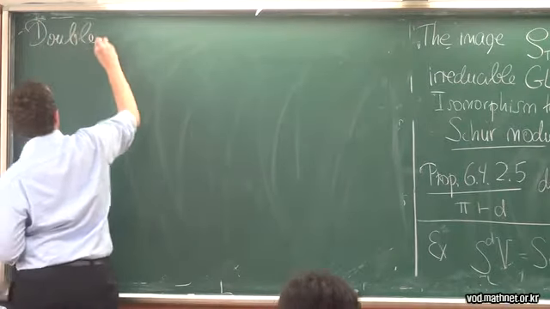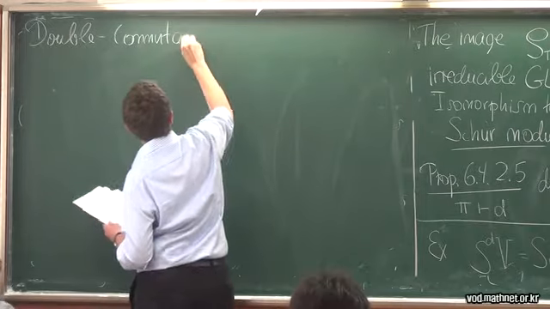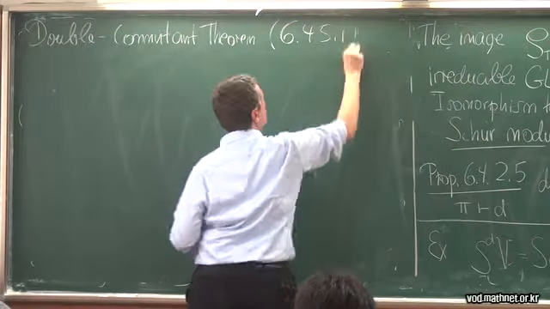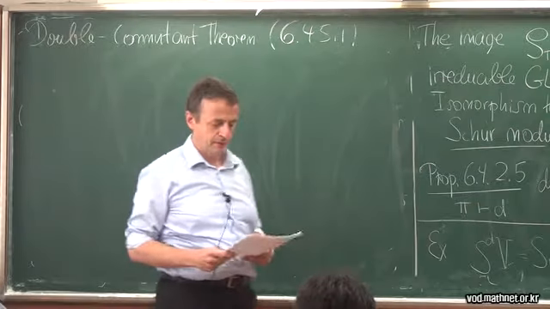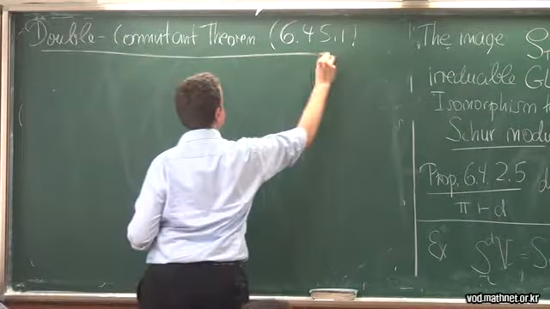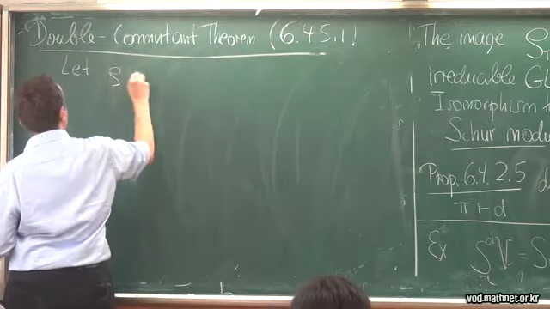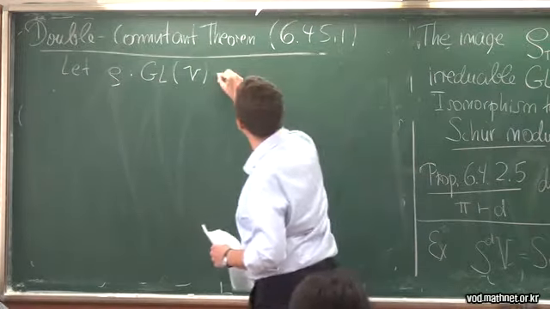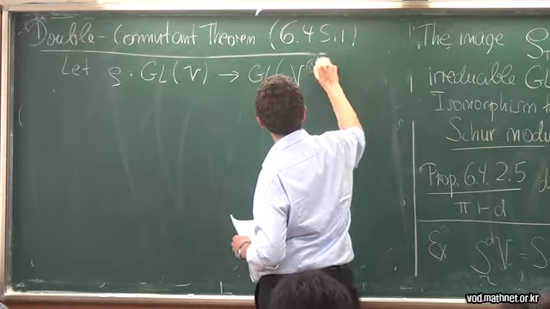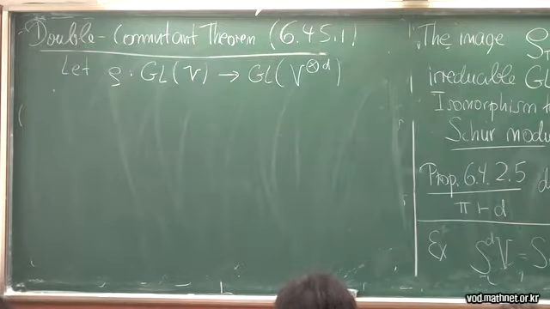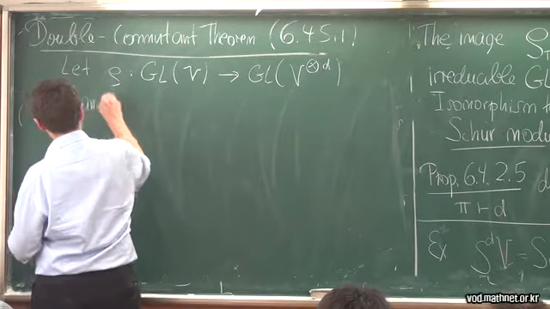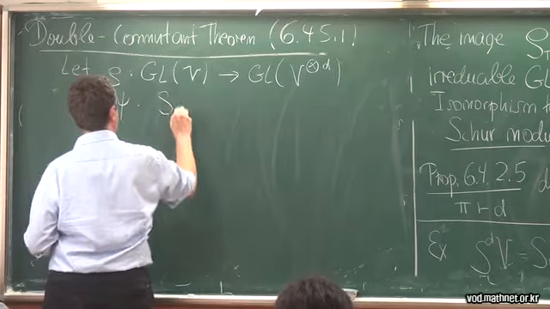So here is the double commutant theorem. And this is theorem 6.4.5.1. Okay? So Landsberg's labeling system is a little bit like Wittgenstein's. So then let rho be a representation. So okay, let rho be the natural representation of GLV on the tensor space. Okay, so GLV acts on the tensor space by simultaneously acting on each slot. Okay? And let psi be the representation of the symmetric group.